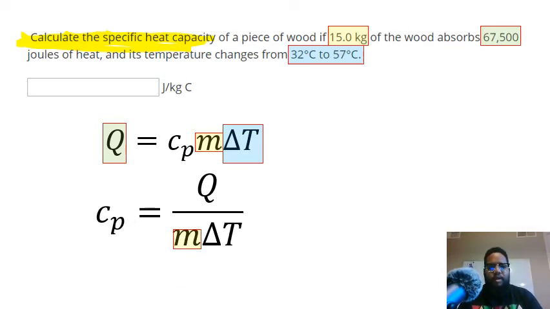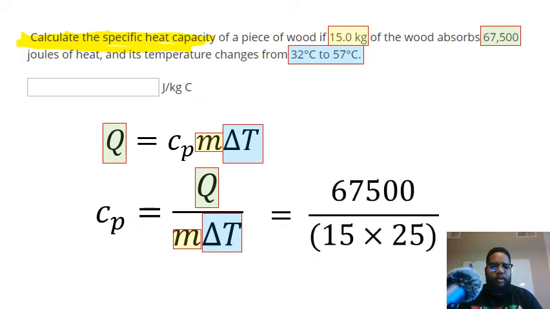Now let's remember, the m is 15, the Q is 67,500, and the delta T is 57 minus 32, which is 25. So let's put this all in there. We end up with 67,500 divided by 15 times 25. Once you put all that in the calculator, guess what you get? You get 180. All right. So that is how we calculate the specific heat capacity.